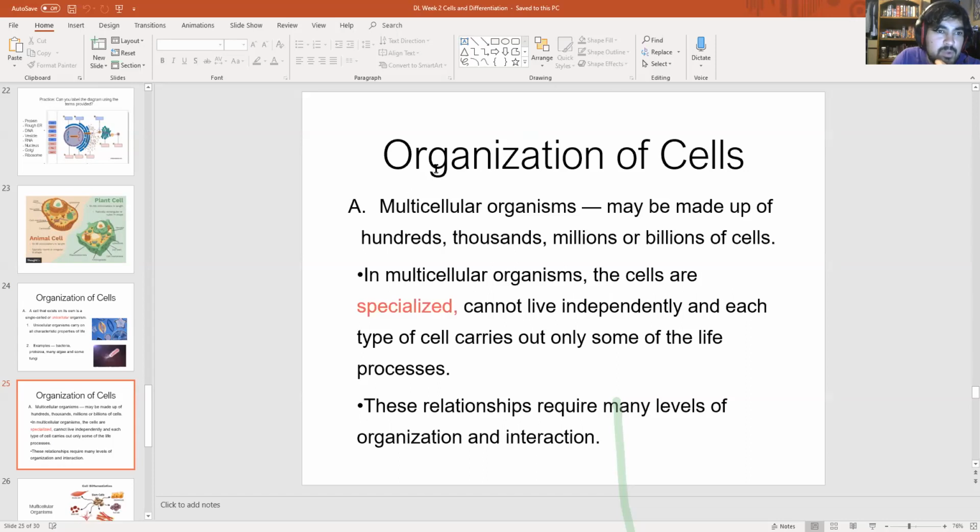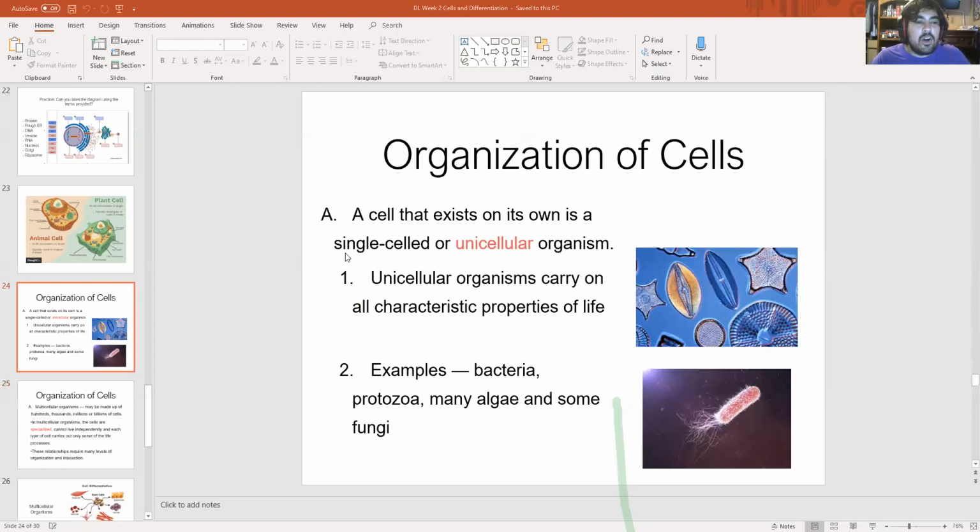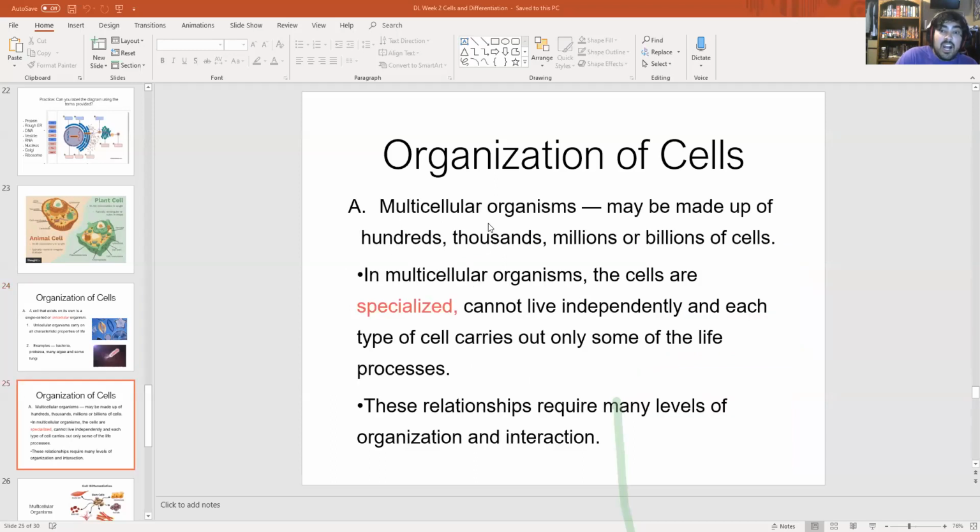So, multicellular organisms are made up of hundreds, thousands, millions, or billions of cells. Okay? In multicellular organisms, the cells are specialized. They cannot live independently, and each type of cell carries out only some of the life processes. So we go back to bacteria, right? They carry on all characteristic properties of life. So they're moving, they're eating things, they're doing all those 8 things. They're evolving. In us, each cell is not doing everything, right?